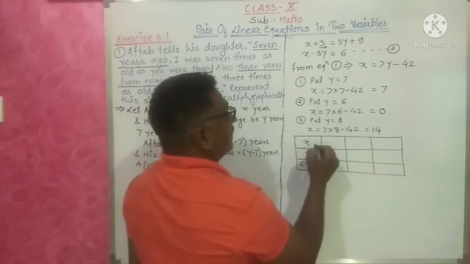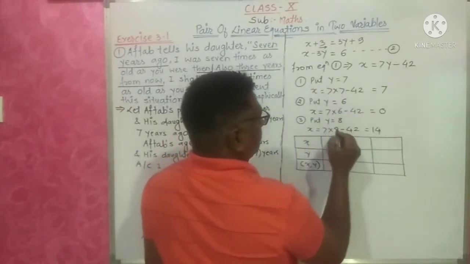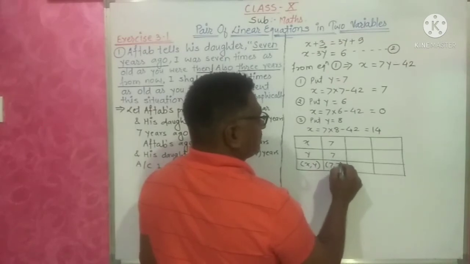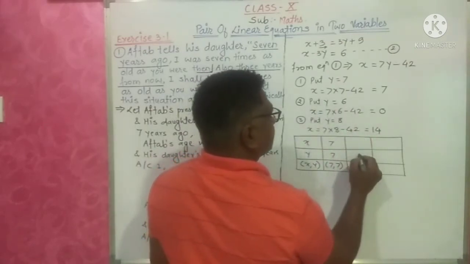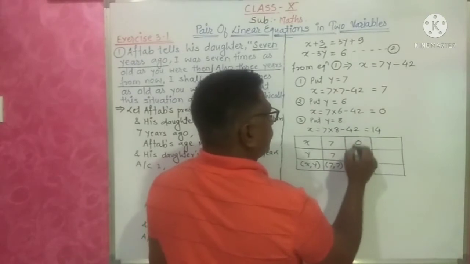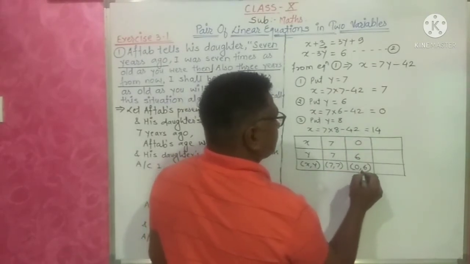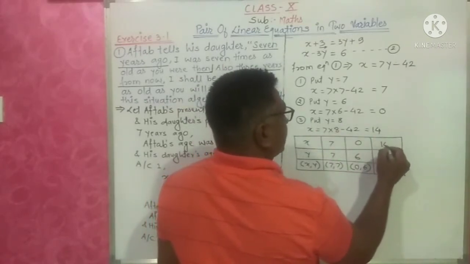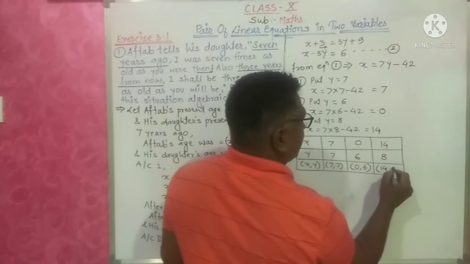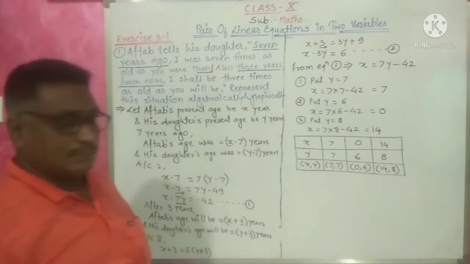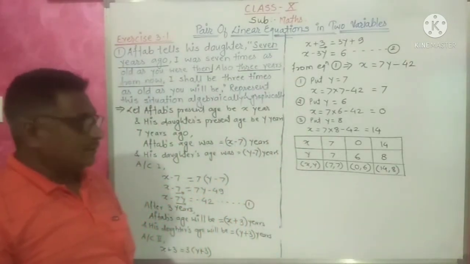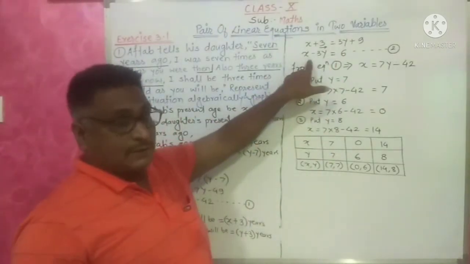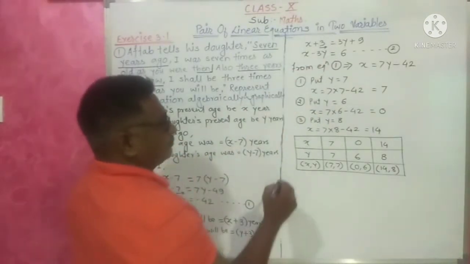So now what will we get? X is 7, y is also 7, 7 comma 7. Y is 6, x is 0, 0 comma 6. Y is 8, so x is 14, so 14 comma 8. Got it? So this is the solutions of the first equation. Now we have to find the solution of the second equation also.